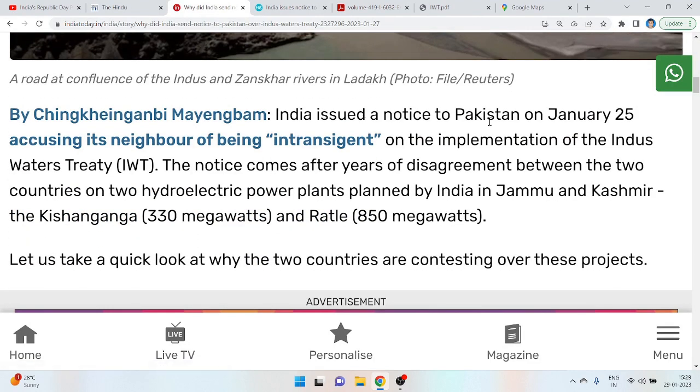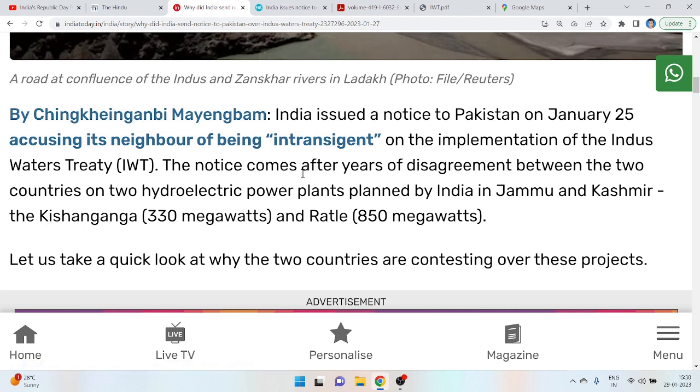India issued a notice to Pakistan on January 25, accusing its neighbor of being intransigent on the implementation of the Indus Water Treaty. It means India is accusing that you are not cooperating with us, you are not listening to us. That is what intransigent means. So, come sit at a table and discuss the modification of the Indus Water Treaty.